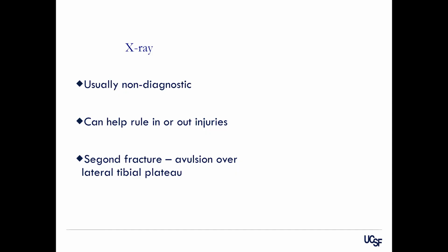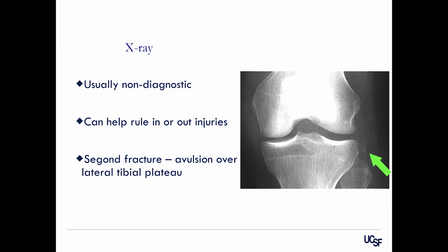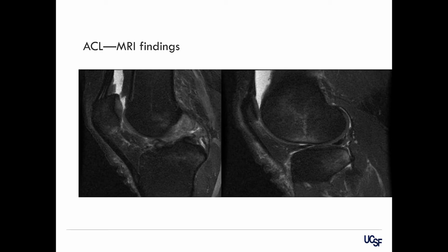Okay, x-ray is often non-diagnostic, but the reason we get it is because if somebody fell down skiing or snowboarding or playing soccer, we don't know what they had. You want to rule out fracture, make sure they don't have a tibial plateau fracture, and every now and again you're going to see a little fleck of bone over here where the capsule avulses. This is called a Segond fracture. You can tell them very smartly, 100% chance you have an ACL tear if you see that. So 100% if you see that.